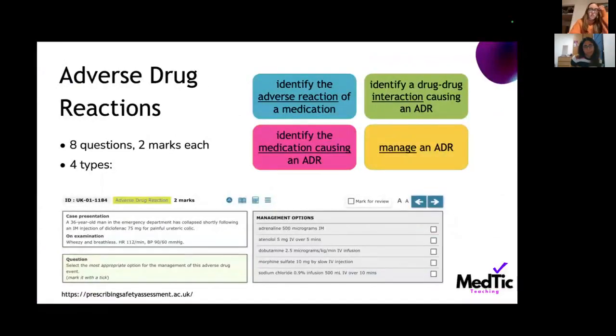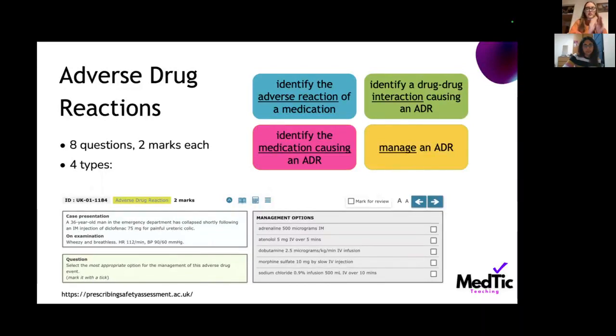adverse drug reactions. So I've just popped the free example that's on the PSA website here. It's again multiple choice. Just choose one option from the 5 and you get 2 marks for the right choice. So if you really don't know, just choose one. You might be asked to identify the reaction that's happening or the cause of the reaction, whether that's the specific medication or a drug-drug interaction, or as you see in this example, you might be asked to manage a drug reaction. Okay.